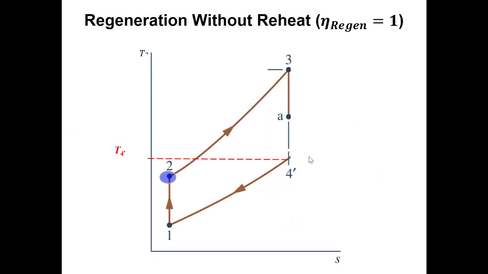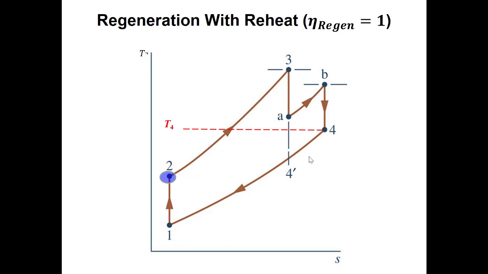Here, this is just a little picture. So without reheat, we're moving from 3 to 4 prime, and our regenerator can, at the best case, get us to 4 prime. And then we have to add heat to go from 4 prime all the way to 3. But if we use reheat, in the best situation now, we could get all the way up to this temperature 4. And now, in our combustor, we'd only have to go from state 4 up to state 3. So we'd add less heat.